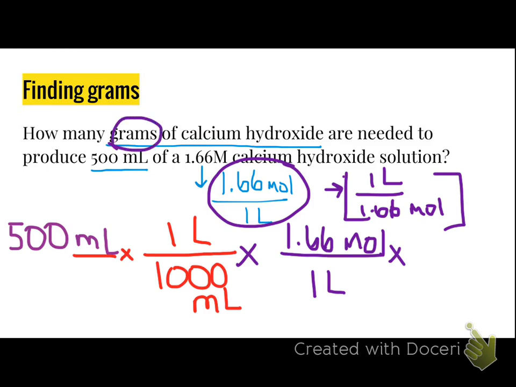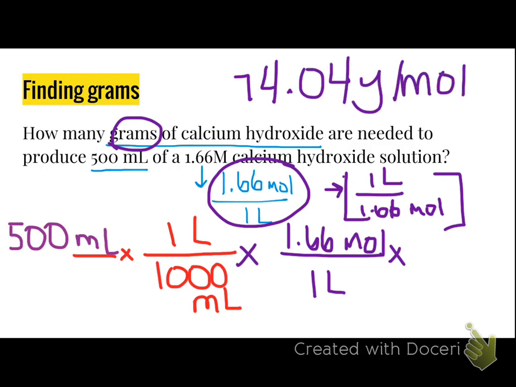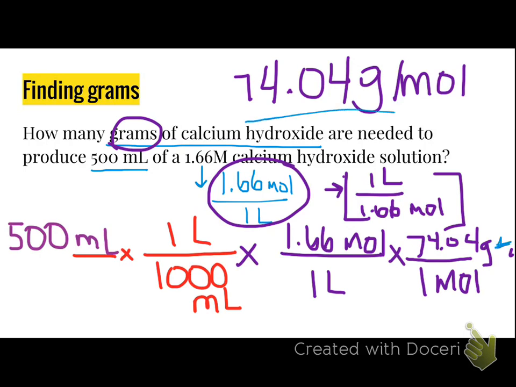Now we're in moles, but we want grams. So to go from moles of calcium hydroxide to grams, we need to find our molar mass, which I've already done for you: 74.04 grams per mole. We need moles to cancel, so that 74.04 is going to go on top, per 1 mole. And really, I don't have enough room, but right here you do want to write grams of calcium hydroxide, just so we can keep track of our units.